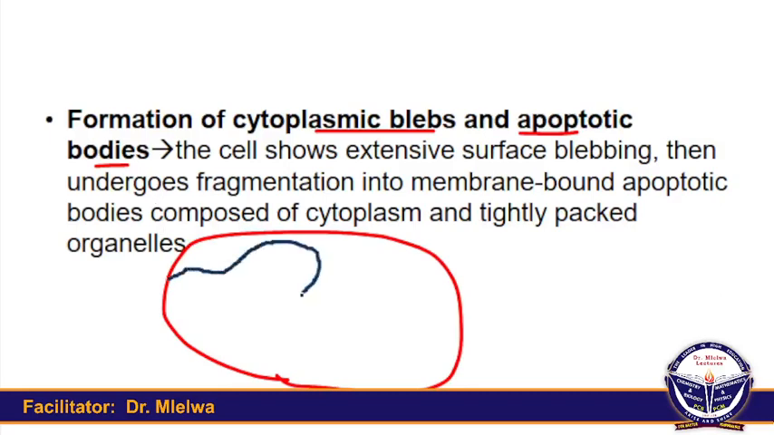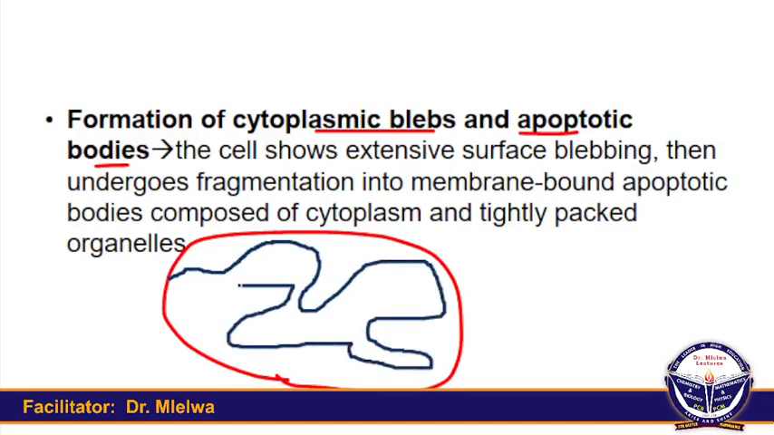Sasa cell surface membrane ndio inakuwa hivi. Badala ya kuwa vile ambayo utakuwa unaiona, unaiona hiyo mikunjo ya cell surface membrane, ndio inaitwa blebs. So the cells show extensive surface blebbing. Unaona? Then undergoes fragmentation. Kwa inajikunja kunja hivyo, baada hapo inajikatakata.